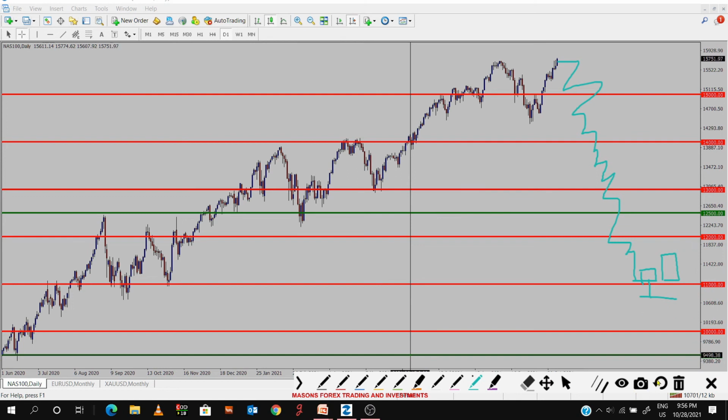Let me redraw that. We said price could potentially come here to the 11,000 level, give us a rejection candle followed by an engulfing bar. So it would be E for entry, and this could be stop loss, which is 1 ATR. This would indicate to us price could actually be attracted to the 12,000 level.